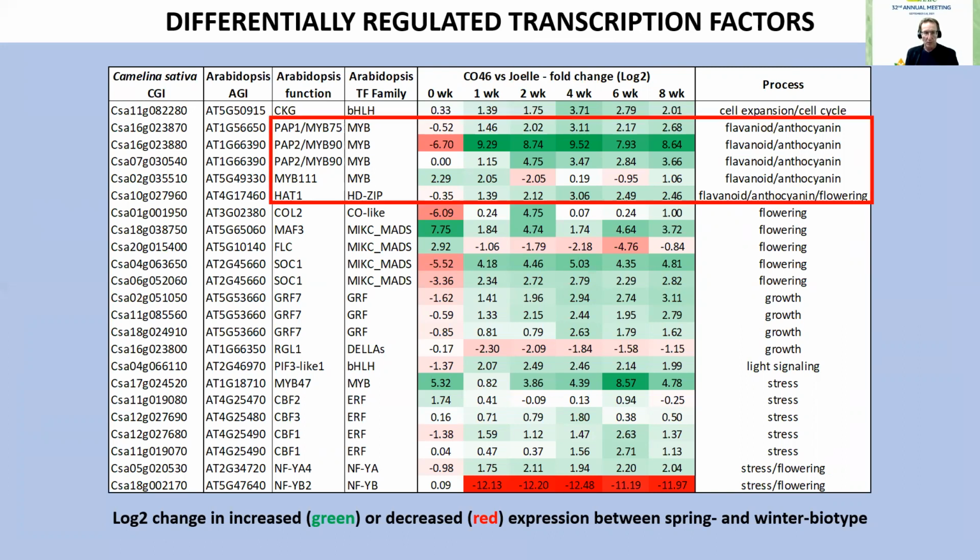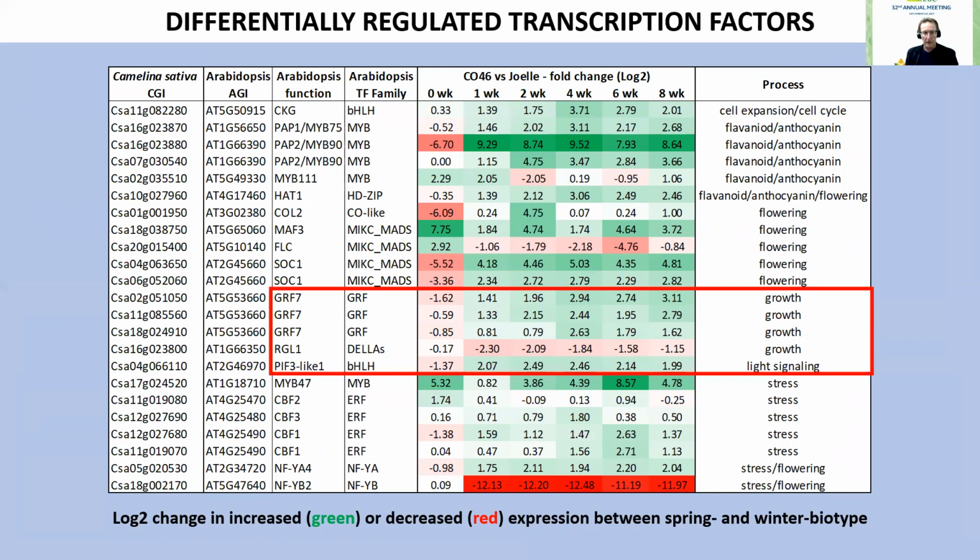MYB75, 90, and 111, and HAT1 are all involved in anthocyanin production, and their increased expression in the winter biotype may contribute to antioxidant defense processes. Growth regulatory factors are involved in regulating growth inhibitors such as DELLAs, including RGL1. Thus, the increased expression of GRF7 would fit well with the observed decrease in RGL1 during cold acclimation. And the increased expression of PIF3-like would also fit well with the known repression of PIF genes by DELLAs.